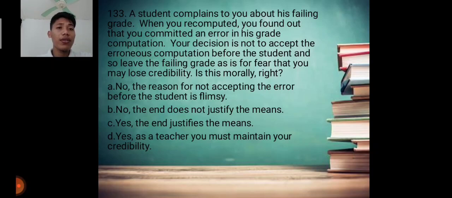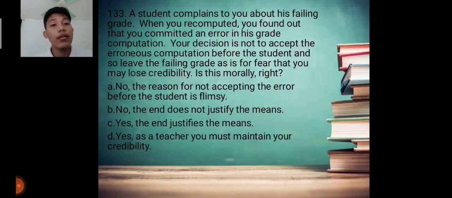So, letter A is no. The reason for not accepting the error before the student is flimsy. B, no, the end does not justify the means. C, yes, the end justifies the means. D, yes, as a teacher, you must maintain your credibility. So, the correct answer is no. So, removing letter C, letter D, yes. So, the correct answer is letter B.